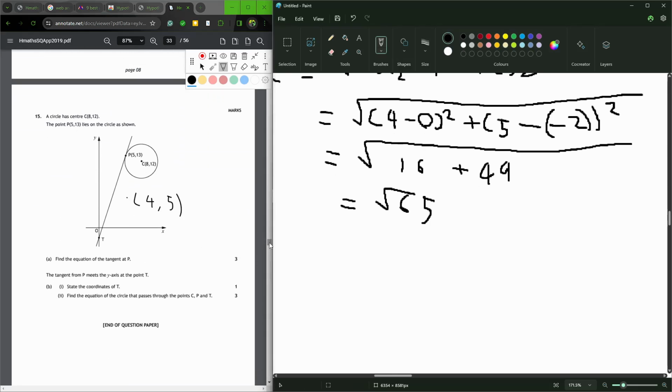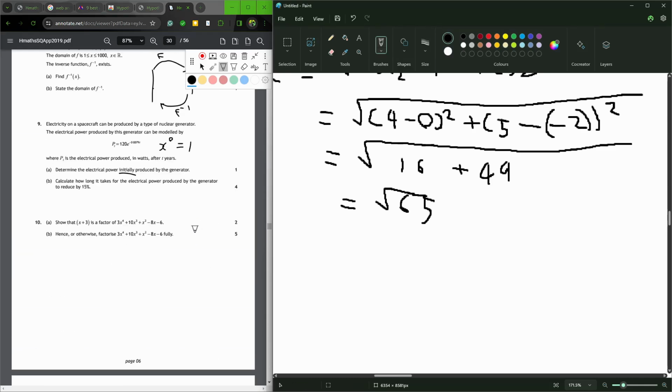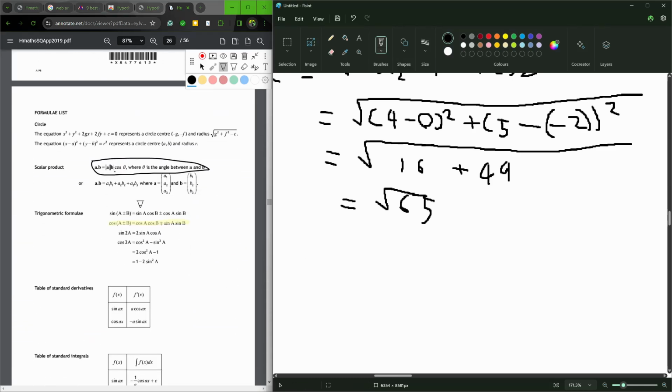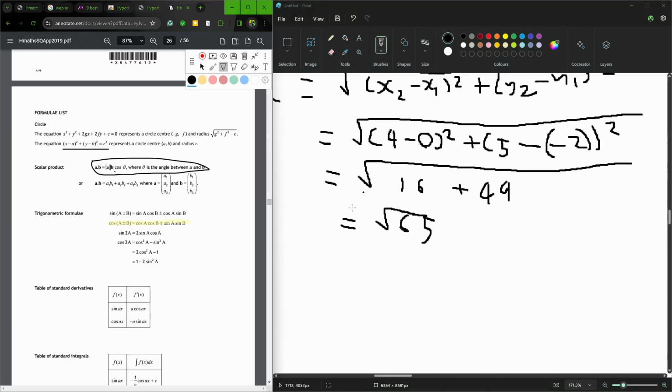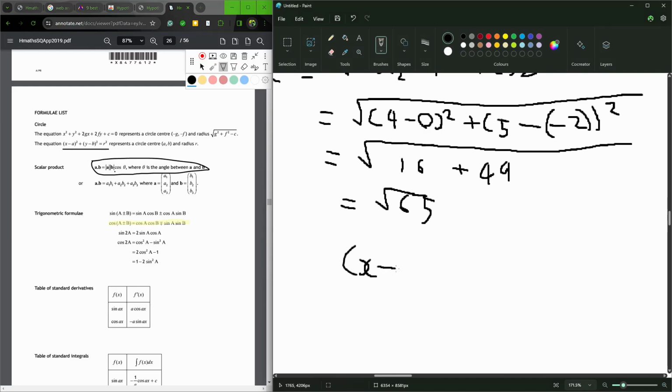That means we can use, if we go up to our formula sheet here, this circle formula. We know the centre, so that would be x minus 4 squared plus y minus 5 squared equals, and we're just going to square the radius. Square root 65 squared is just 65. And there we go.